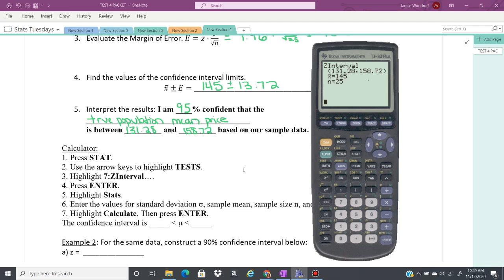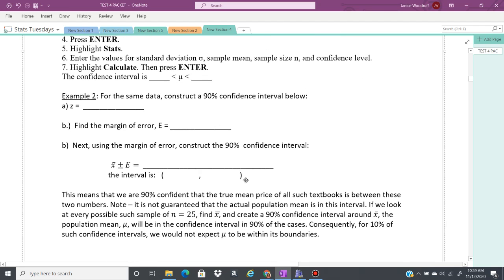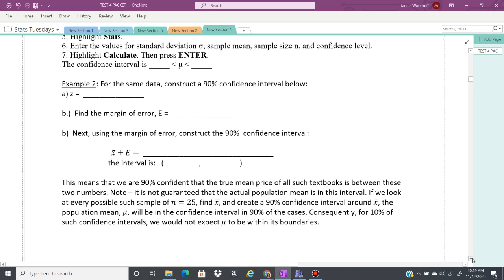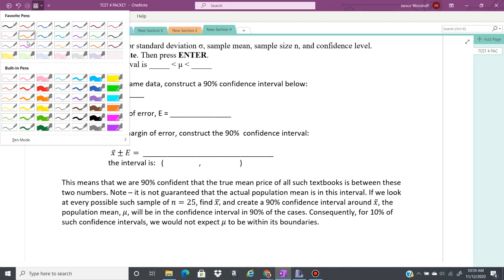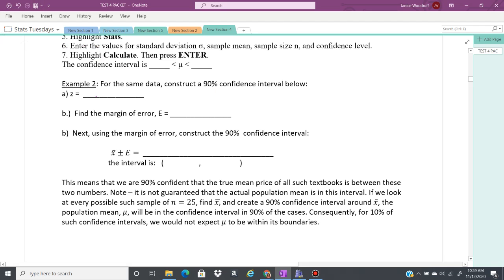If you missed that, we're going to do the same thing again for example 2. For the same data, we're going to do a 90% confidence interval. Our Z value for 90%, if you go back to that chart on the last page, was 1.645.